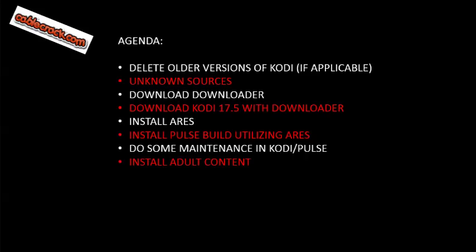So our agenda for today, we will delete older versions of Kodi. If you don't need this part, look in the description and skip to the next section. Once we delete all of the older versions of Kodi, we're going to make sure our unknown sources are turned on. Then we're going to download Downloader, which is a program. We're going to use Downloader to install our Kodi 17.5.